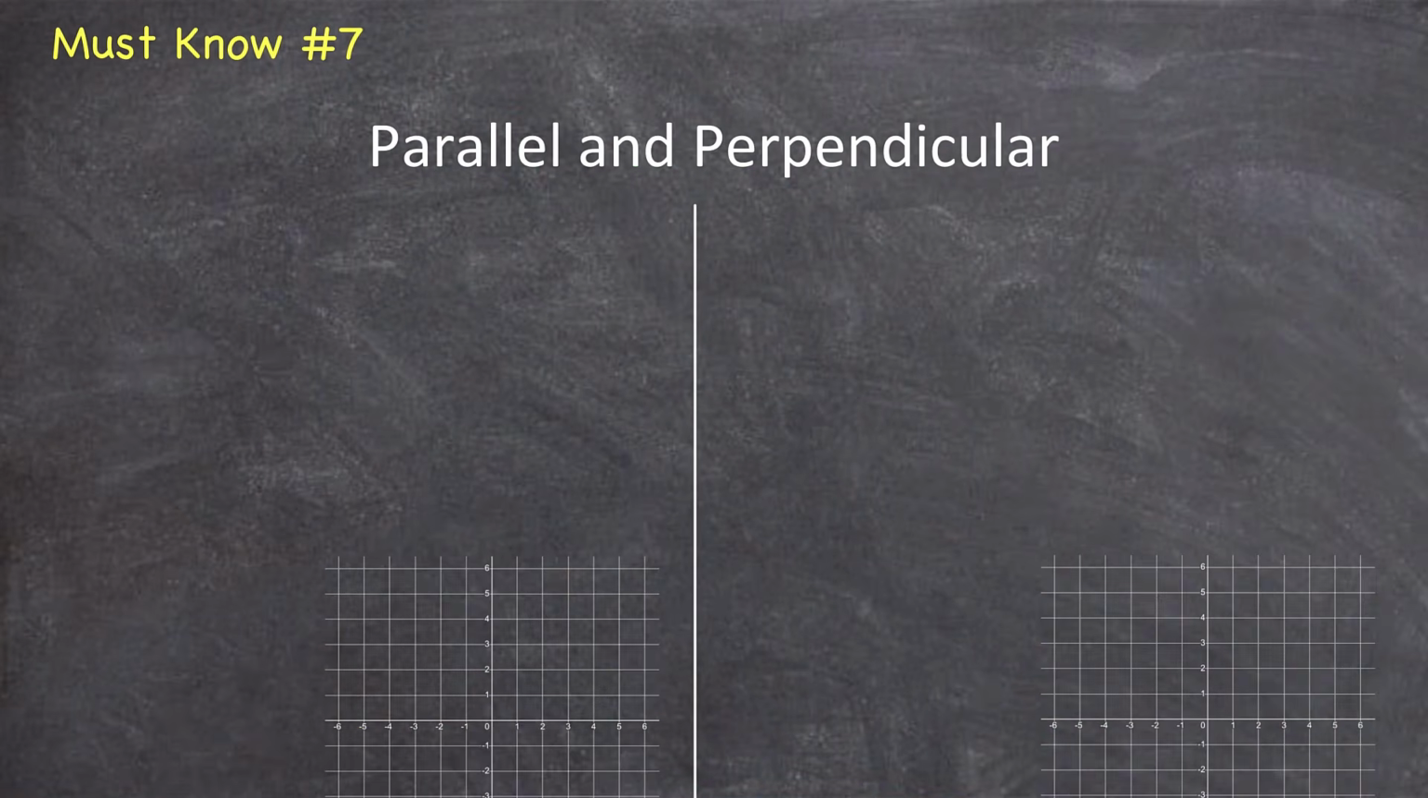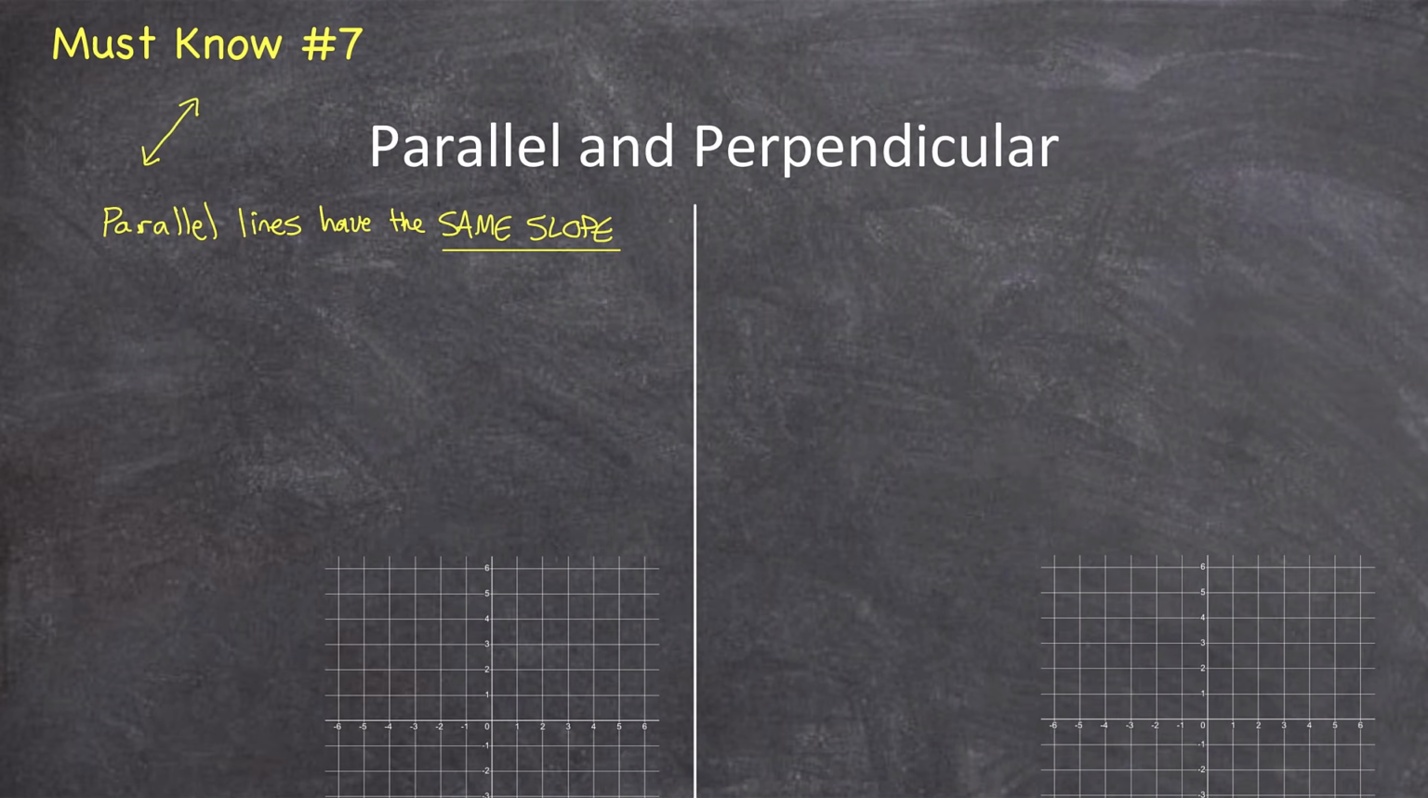Must know number 7, parallel and perpendicular lines. Parallel lines have the same slope. So if I were to draw 2 parallel lines, they've got the same slopes, which means they would never cross each other. Let's do an example that involves parallel lines.